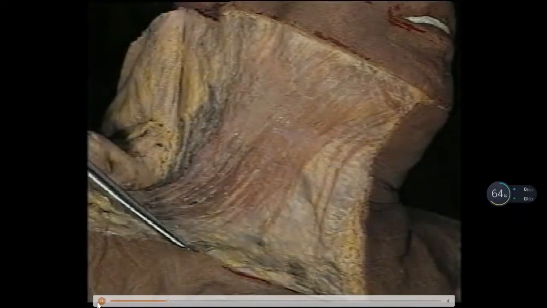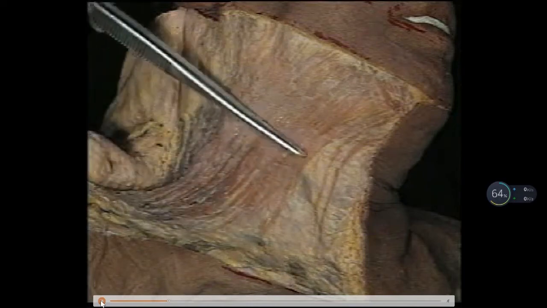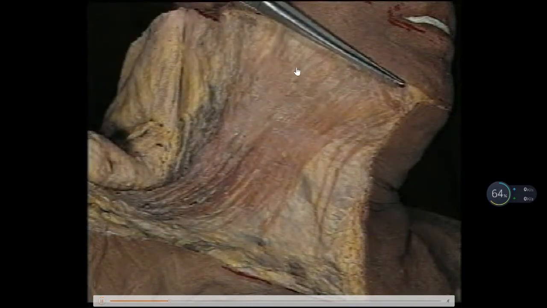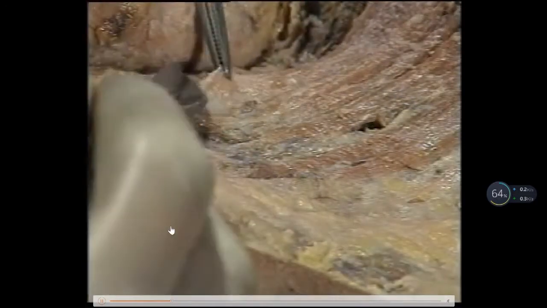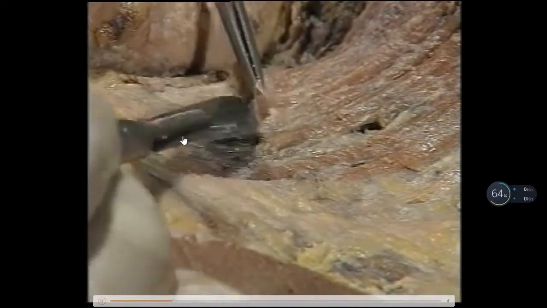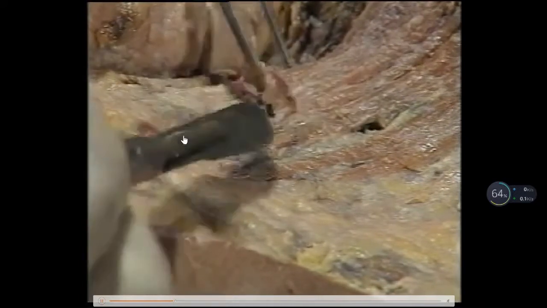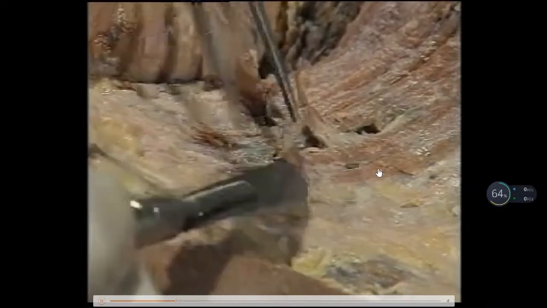This is the origin of the platysma. It originates from the pectoralis major and deltoid, the deep fascia on these two muscles. Then it goes upward, inserting to the base of the mandible, and some fibers to the angle of the mouth. Now separate the platysma. It's very thin. From the lower part, put it upward.